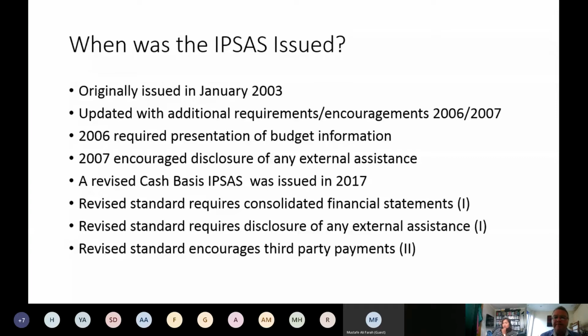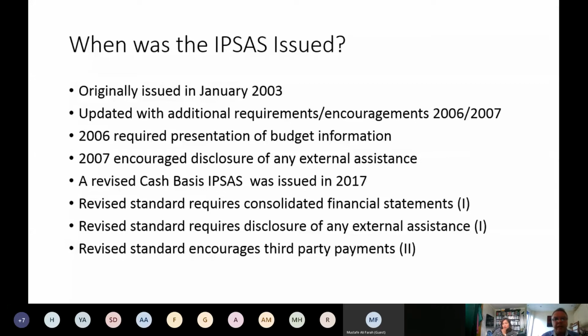Now then, IPSAS, when was it issued? Well, originally in January 2003. So originally, basically, there was very little guidance on what you had to do. So what it came down to was identifying, well, how can we actually make the accounts more useful? How can we make the accounts more comparable? And the problem was every country was doing their own thing. Same as the UK, the NHS was doing their own thing. The Ministry of Defence was doing their own thing. There was no real guidance to say, this is what you've got to do.